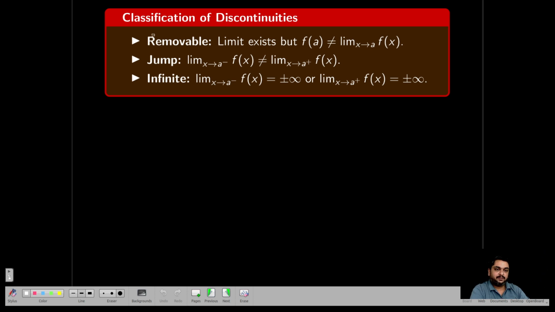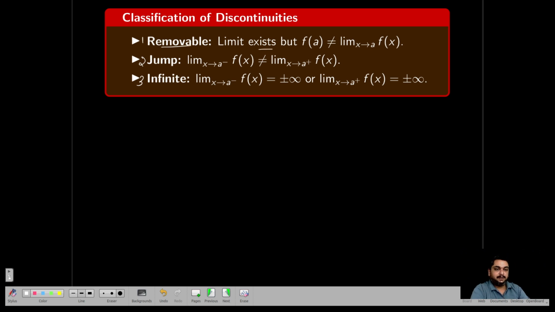We will see classification of discontinuities. There are different types of discontinuities. First one is called removable. Second one is called a jump. Third one is called infinite. Let us understand the definition. What do you mean by discontinuities?